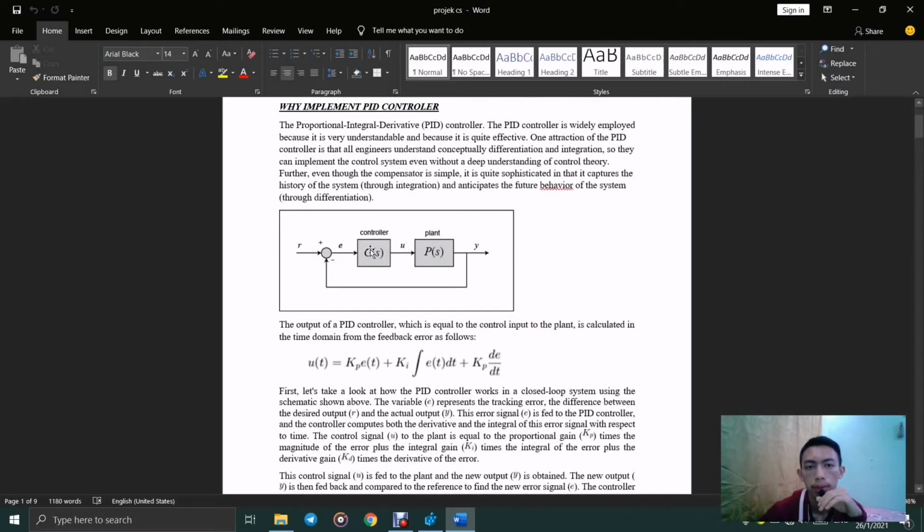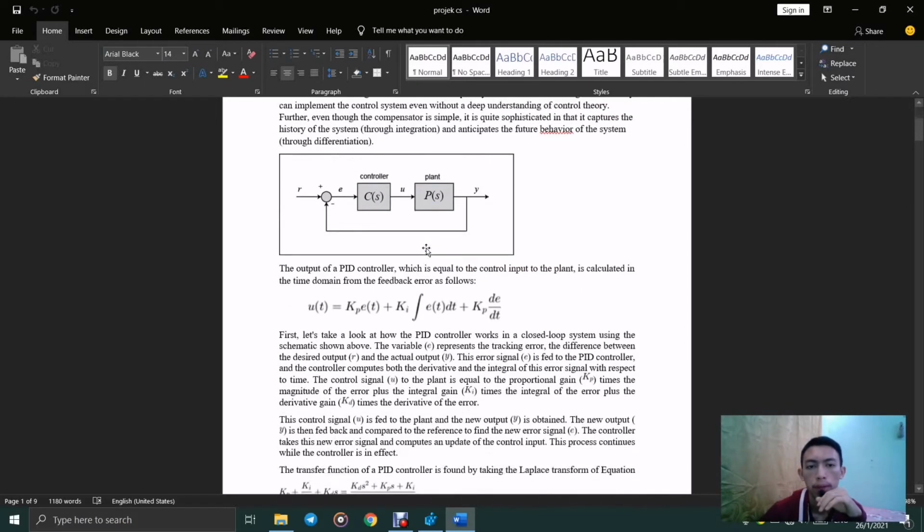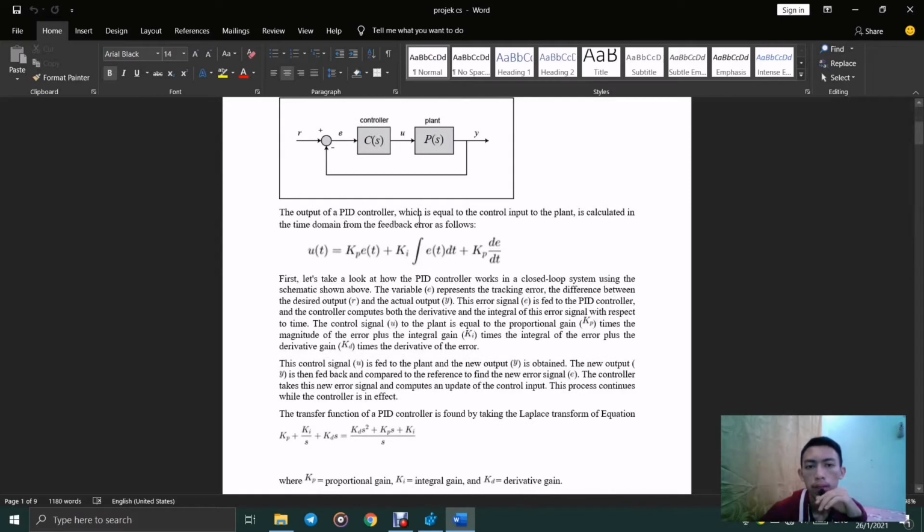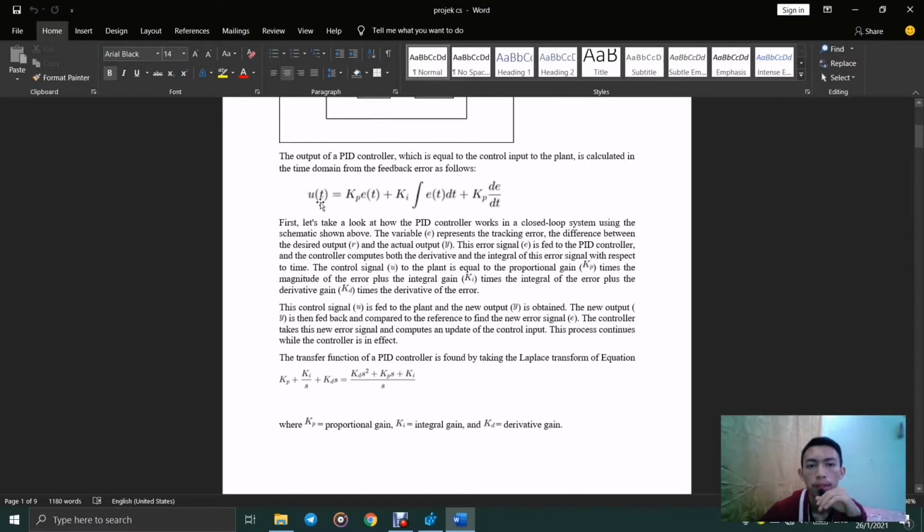Here is the block diagram of the PID controller. We have a controller, we have a plant. The output of a PID controller, which is equal to the control input into the plant, is calculated in the time domain from the feedback error as follows: u(t) equals Kp e(t) plus Ki integral of e(t) dt plus Kd de/dt.